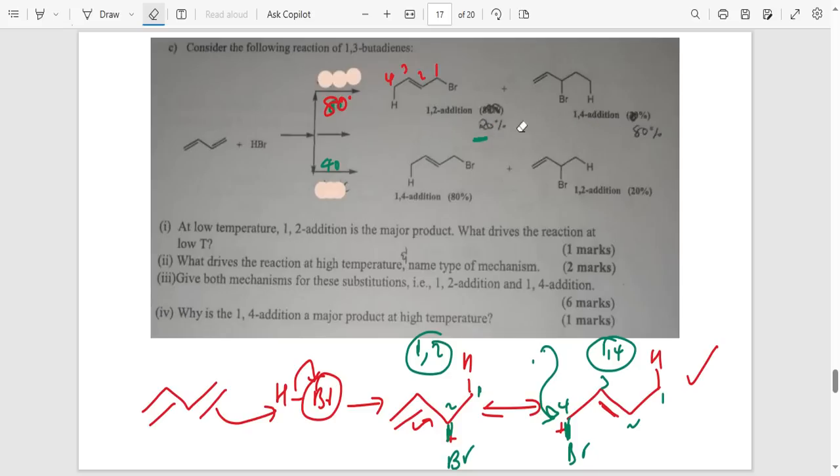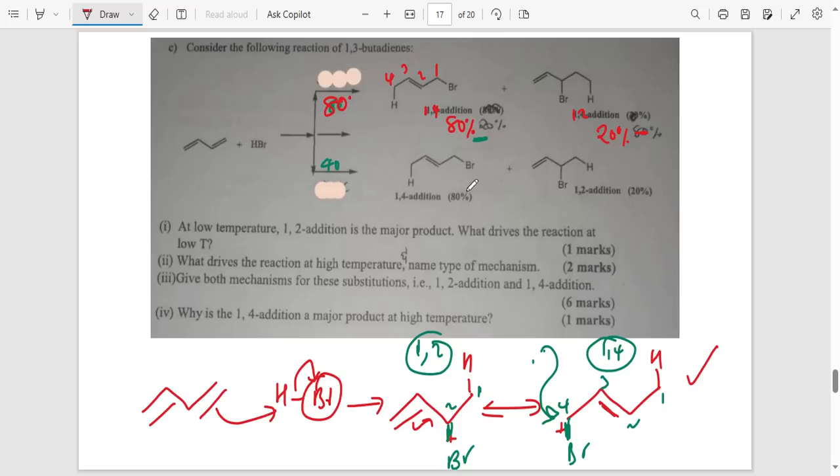Let me change it here. This is 1,4. This is 1,2. Okay. So 1,4 at high temperature is the major product, 80%. And then at low temperature, the 1,2 is the minor, 20%. Now when you lower the temperature, the major product changes.